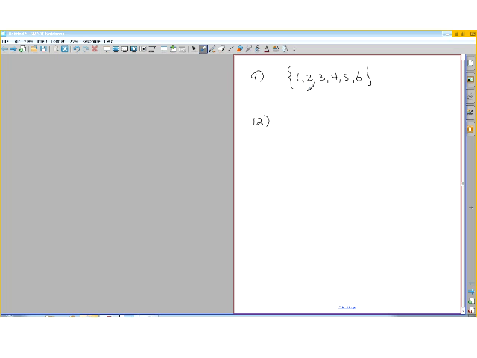Okay, number 12. The set of all counting numbers between 4 and 14. Between means not including the numbers. So between 4 and 14, we would start at 5, because that would be not 4. So we get 5, 6, 7, 8, 9, 10, 11, 12, 13. 14 is not between.